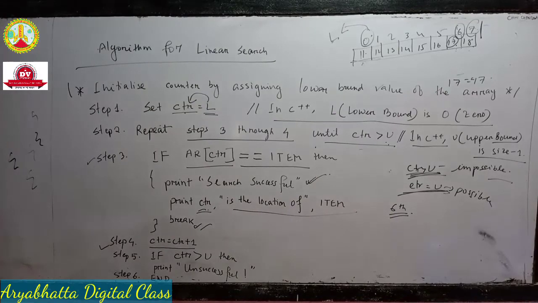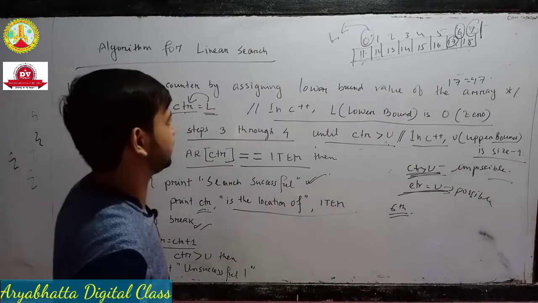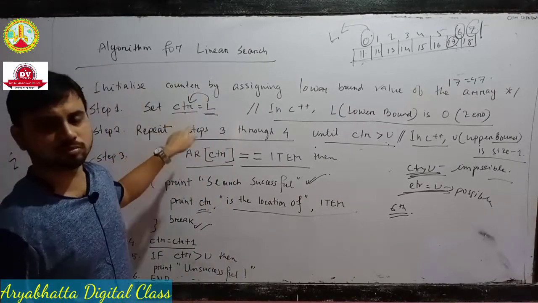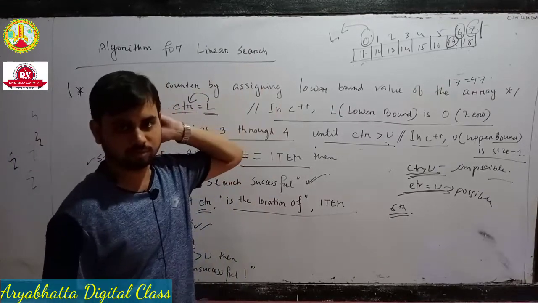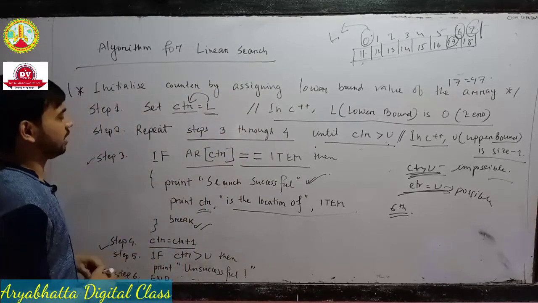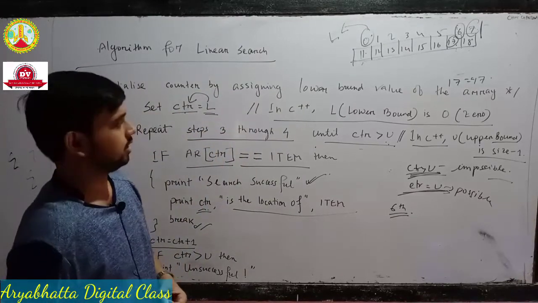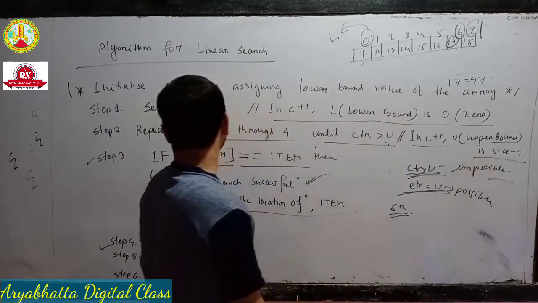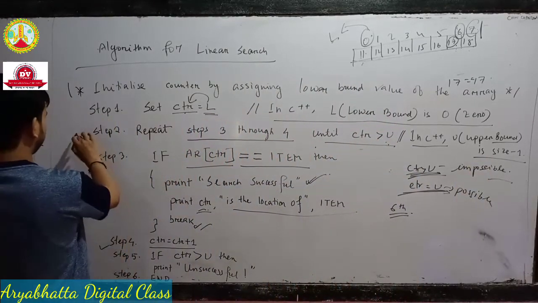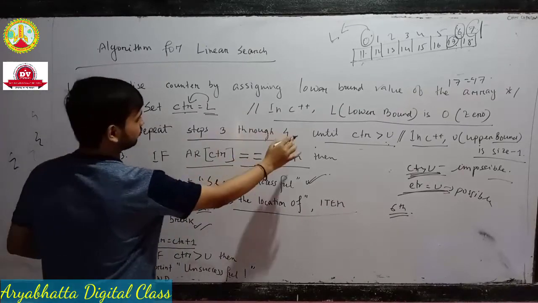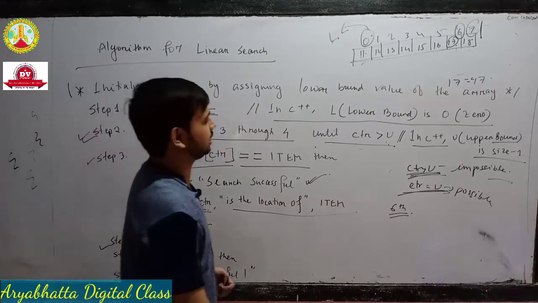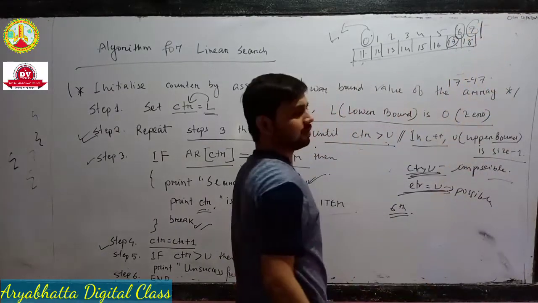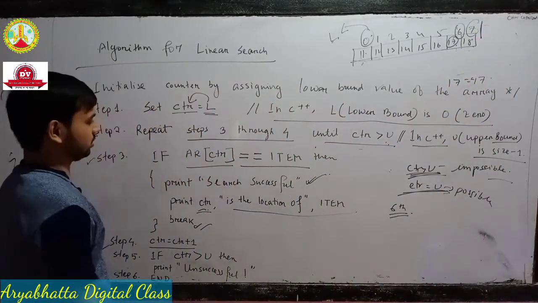CTR means you have to assign a counter for the index. And initially in CTR, what index will be stored? The lower bound, which means the minimum index. The minimum index is always 0, and the upper bound is always size minus 1. This is for the loop concept. Repeat steps 3 to 4 until CTR is greater than UB. When it is greater than 7, the upper bound, then it is impossible.